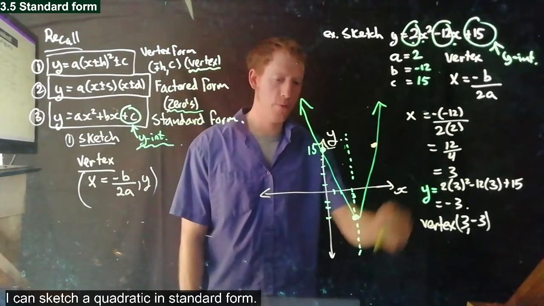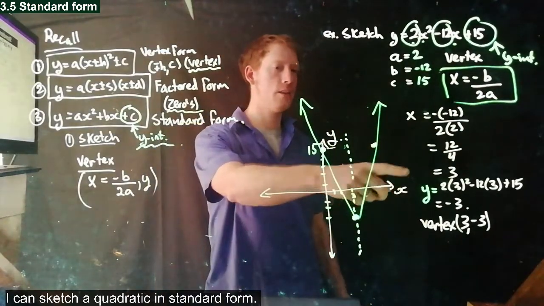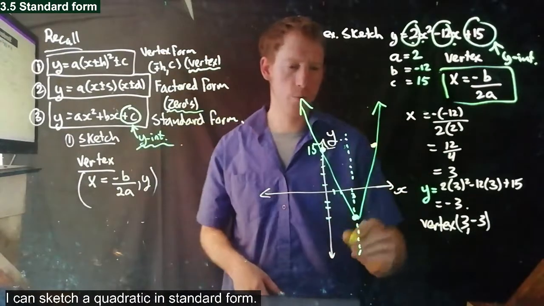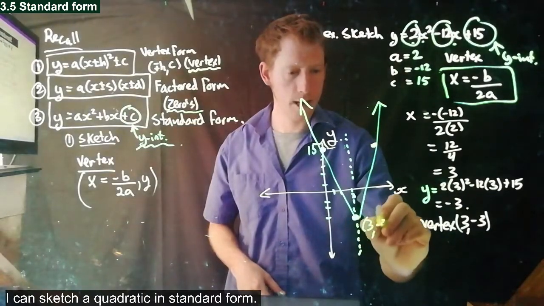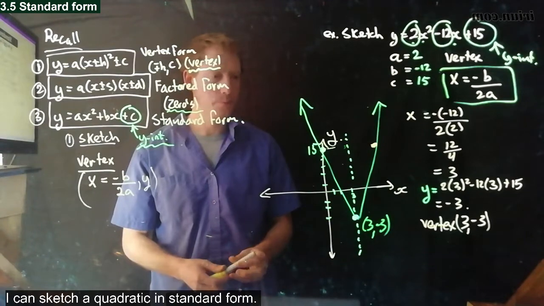Okay? We find the vertex using this equation. Then we put that in, we find out the vertex. The vertex was 3, -3. We label our axis there like that.